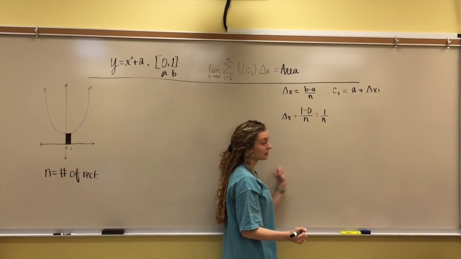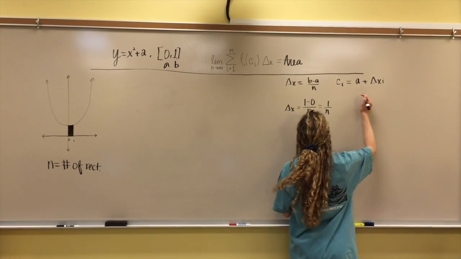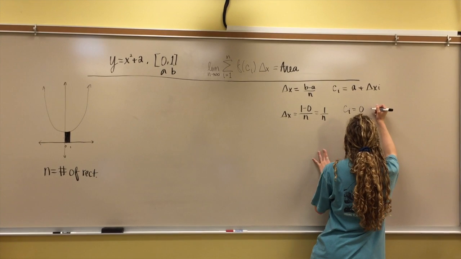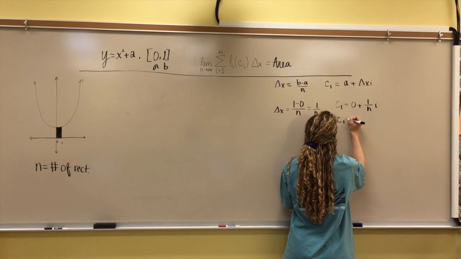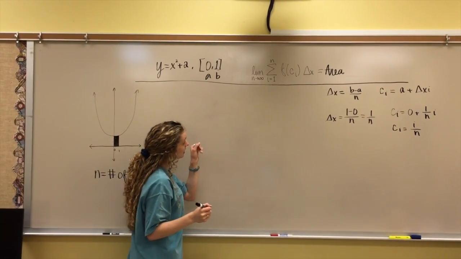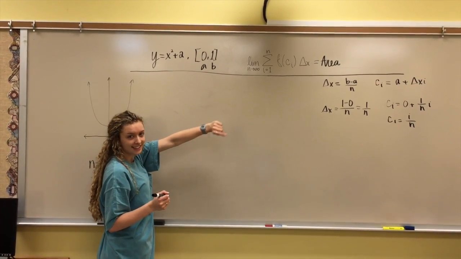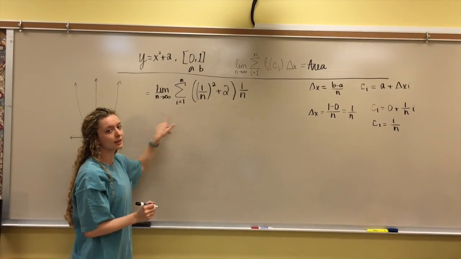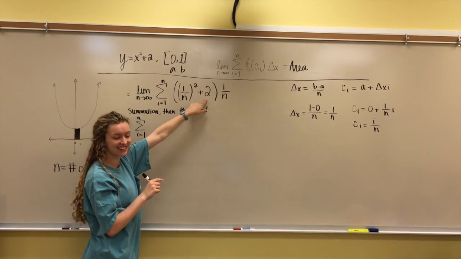And then our c sub i, which is also part of the equation, is going to be our a, which is 0, and our delta x is going to be the 1 over n, what we just found, times i. And so this is going to simplify into i over n. Our next step is to use the limit process and plug in our delta x and our c sub i. We're going to take out the limit because we're going to find the summation first and then we're going to find the limit.